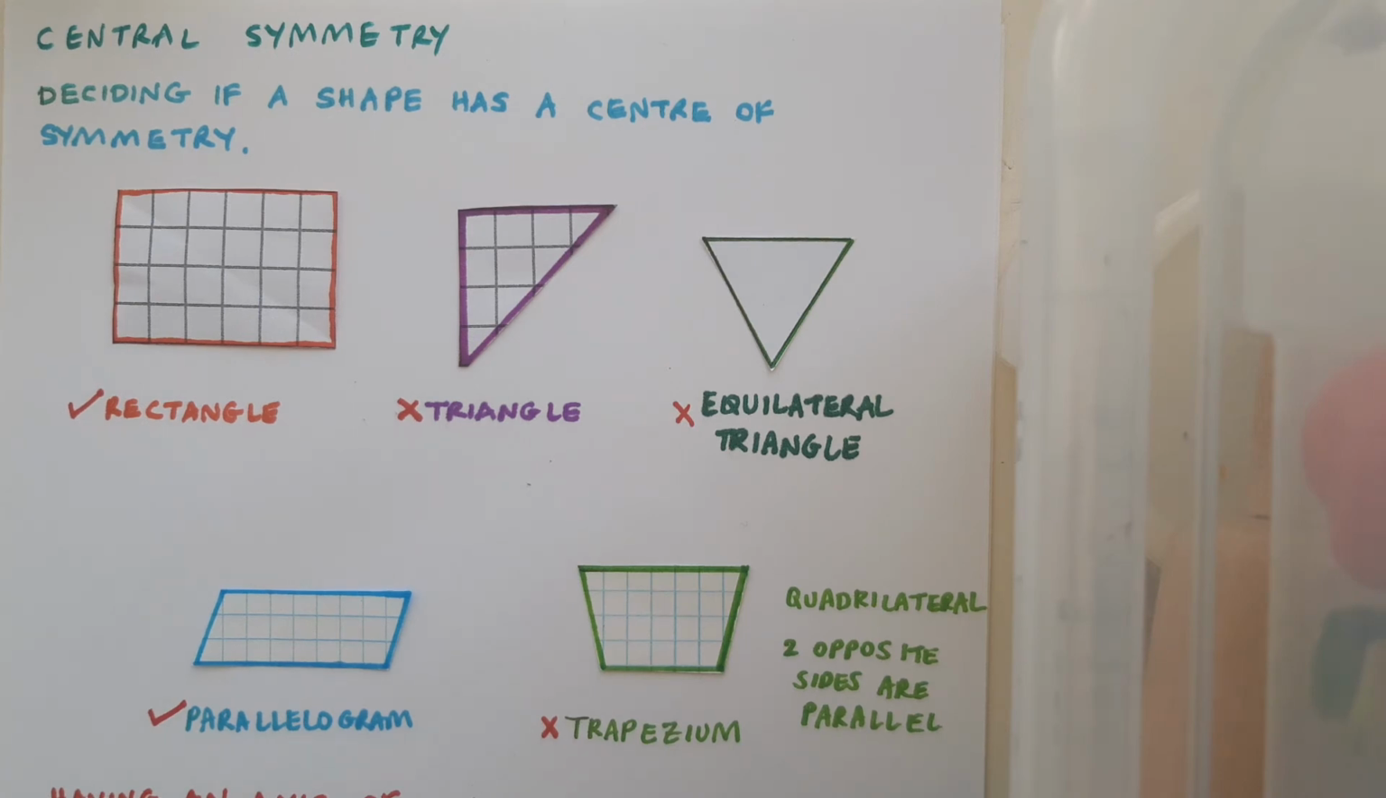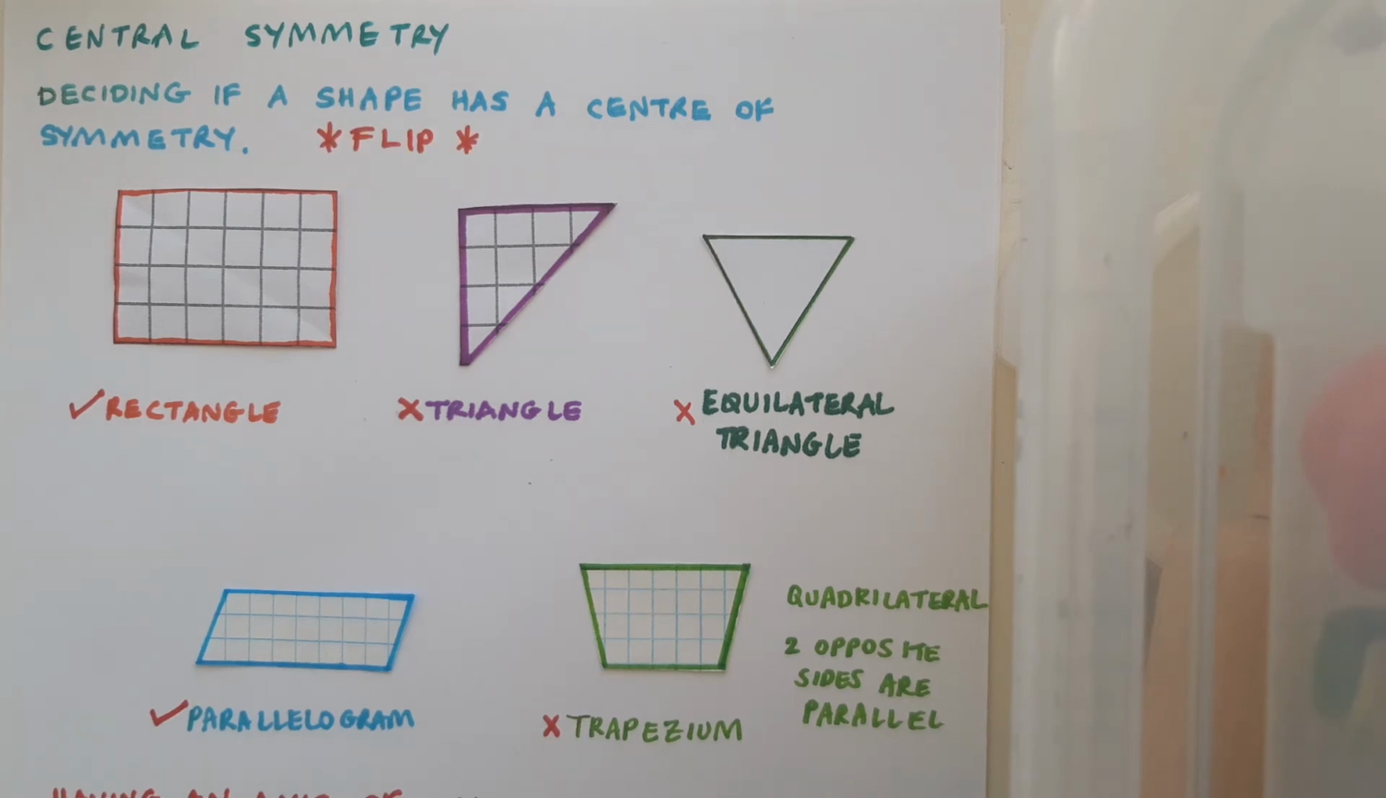And remember, the quick way to tell is to flip the shape over, and if it looks the exact same as it did originally, then it does have a center of symmetry. And if it does not look the exact same as it did originally, it does not have a center of symmetry. So flipping the shape is the trick in this case.